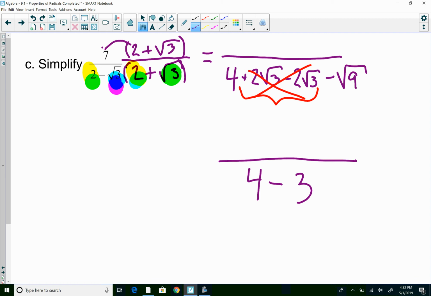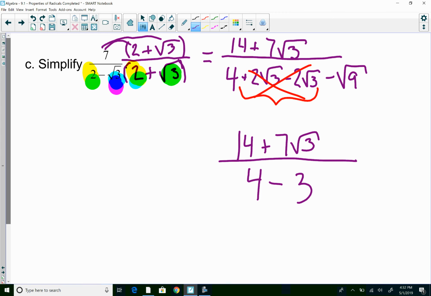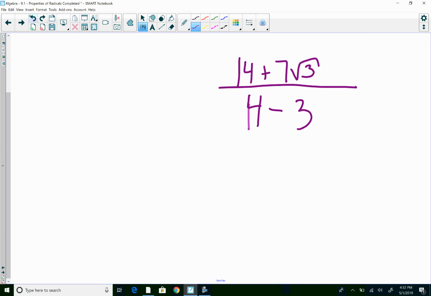Now we've got to do the distributive property. So 7 times 2 gives you 14, and then 7 root 3. So that's 14 plus 7 root 3. And then if we just take that last step, that's unfortunate. That's not what I wanted.